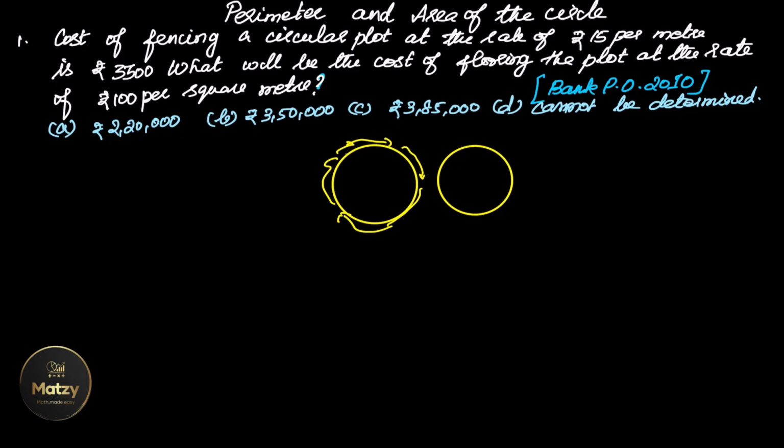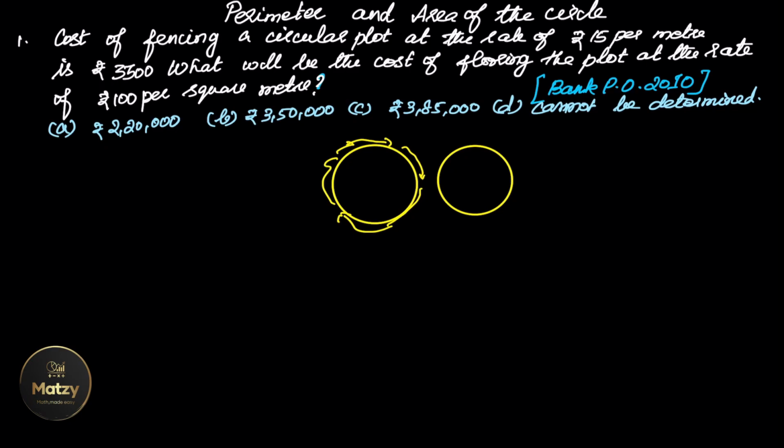See what is given in the problem. The cost of fencing around this full circular plot is rupees 3,300 fully. What is the rate given? Rupees 15 per meter. So first of all we have to find the length of the boundary, that is the circumference of the circle. Then we can get the radius, and using that radius we can find the area of the circular plot.